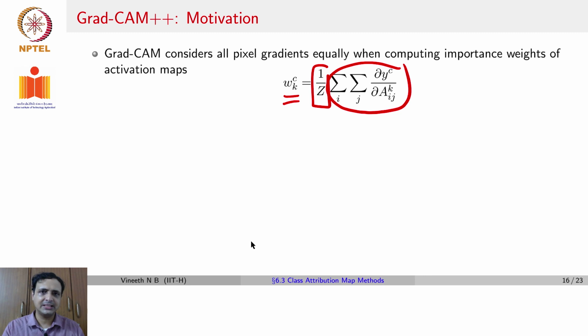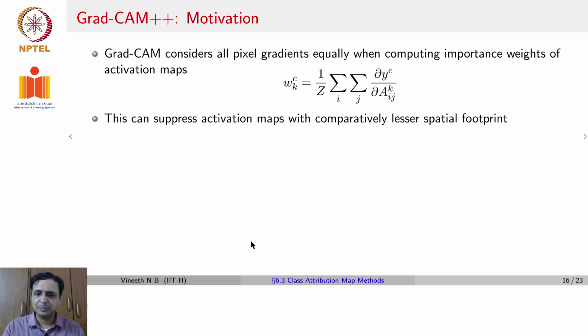Grad-CAM++'s idea states that maybe pixels that contribute more towards a class should get more weight than having an equal distribution while computing this weight WKC. Let's see how we can do that. So this can especially suppress activation maps with lesser spatial footprint.